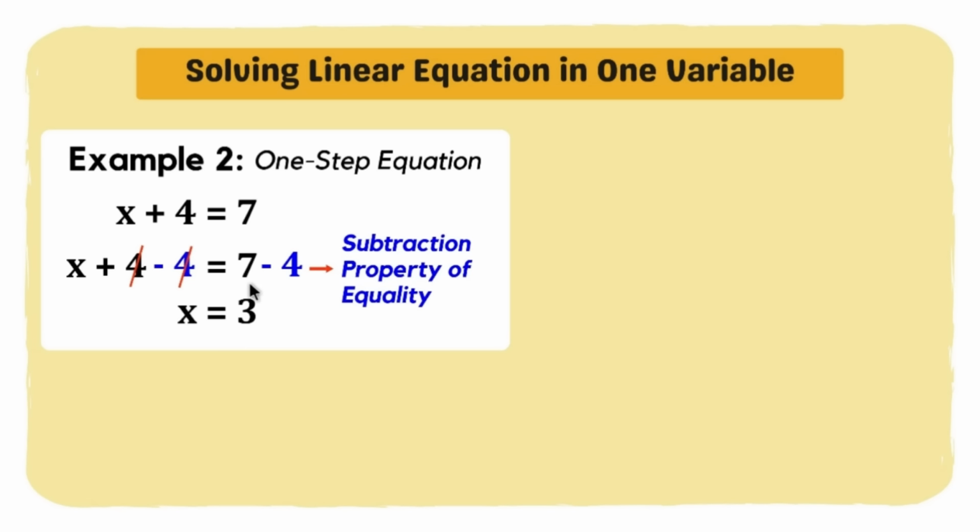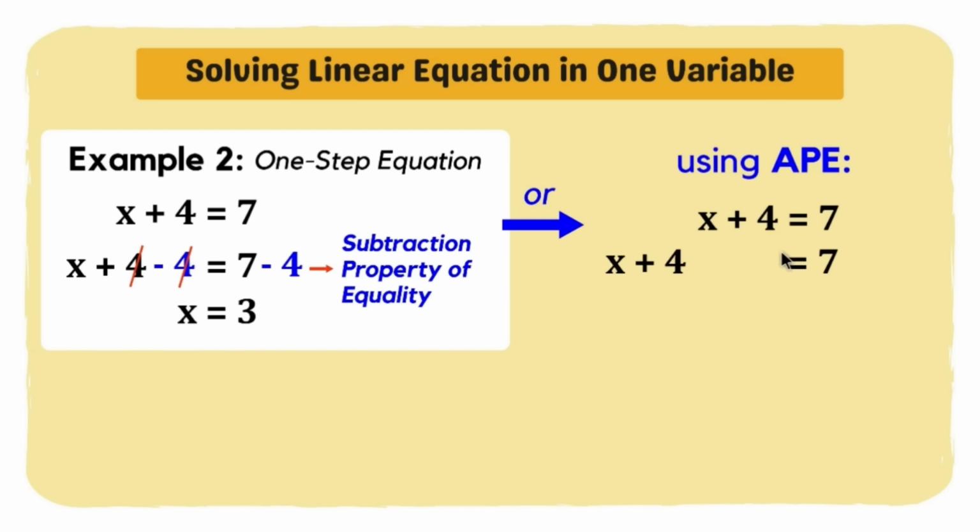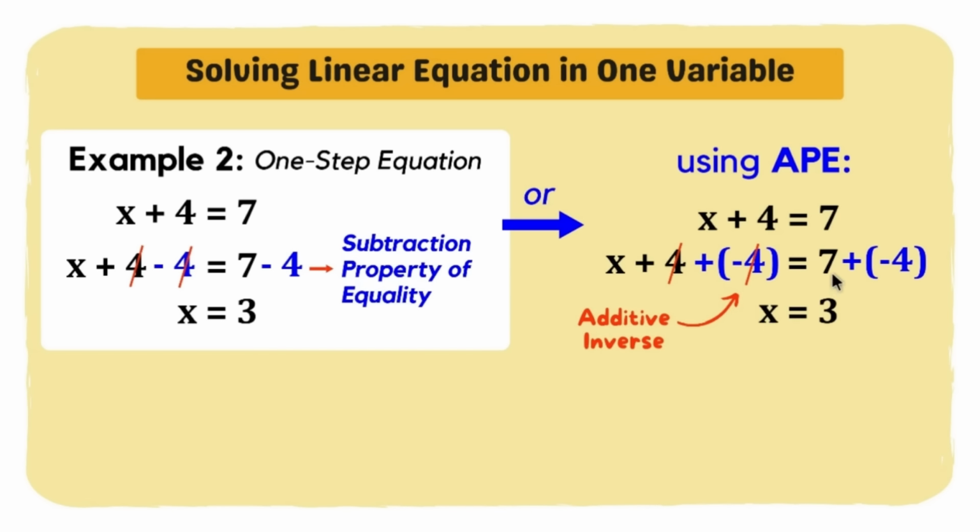Okay, ang tawag natin sa property na ito, hindi na po siya addition property. We can call it the subtraction property of equality. However, we can also use the addition property of equality. Paano? We can use APE by adding the additive inverse, which is negative 4. Para ka lang nagsusubtract ng 4, but this time you add negative 4. So 4 plus negative 4, ganun din sa kabila, it will make this 0. So x will be 3 because 7 plus negative 4 is positive 3.